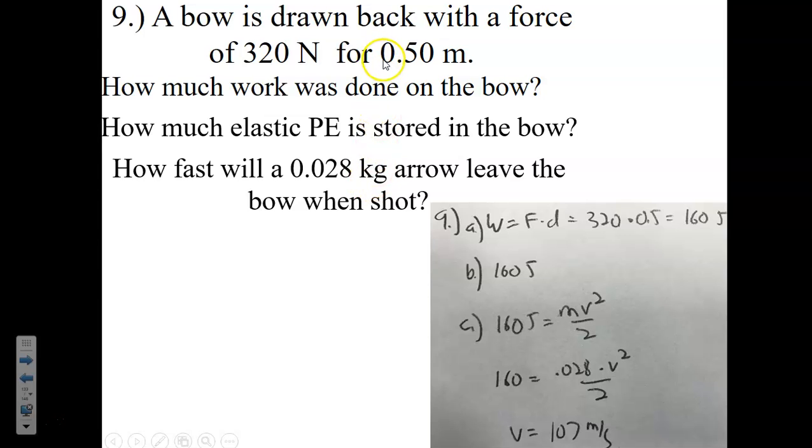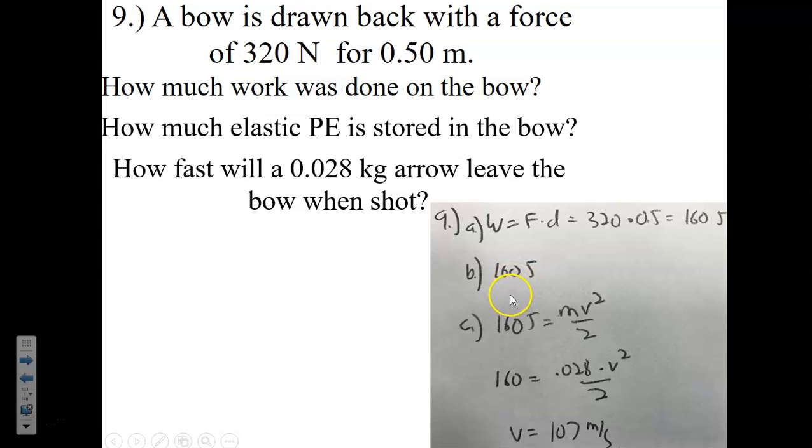So the first one, easy peasy. How much work? That's force times distance. So 0.5 times 320 equals 160 joules. Okay, the second one, easy peasy too. How much elastic potential energy is stored? Well, work equals the change in energy. So if I do 160 joules of work drawing back the bow, I've stored 160 joules of elastic potential energy.